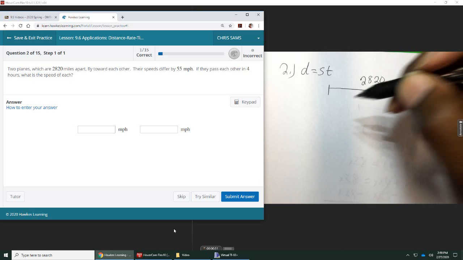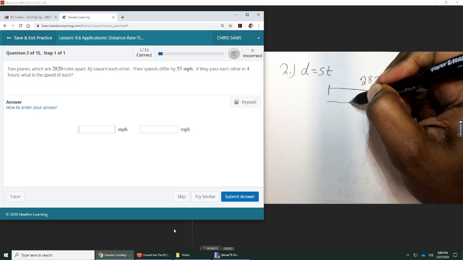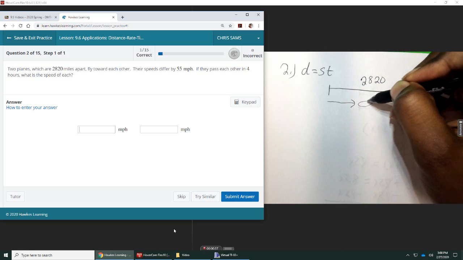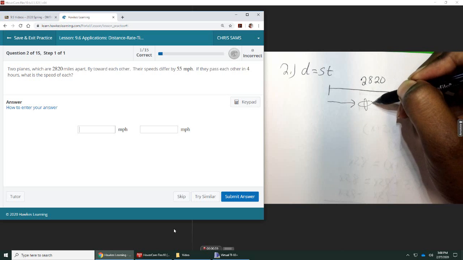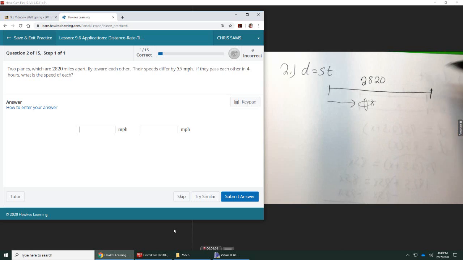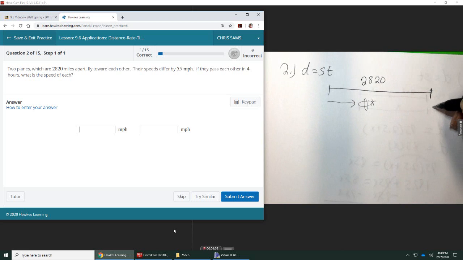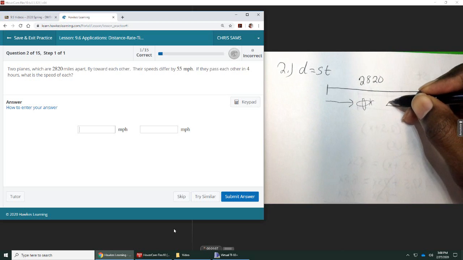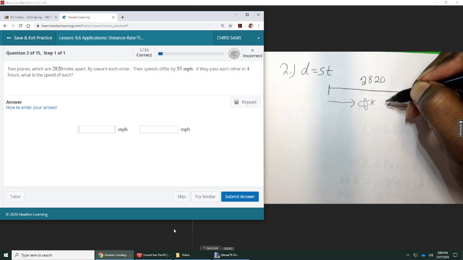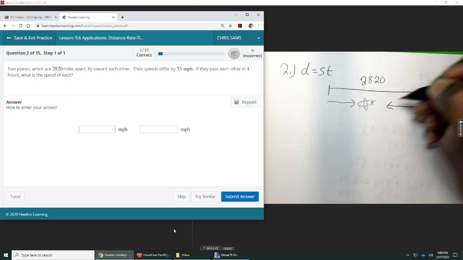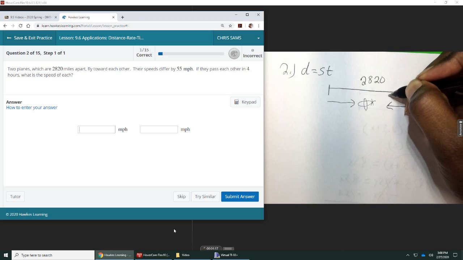Okay, so one plane is going this way. It's going to cover a certain distance. Another plane is traveling this way and maybe going faster. As I said, the difference in their speed is 55. So one of these planes is going slower, one's going faster, so one is going to cover more ground. Let's say that this plane going this way is going to cover more ground.